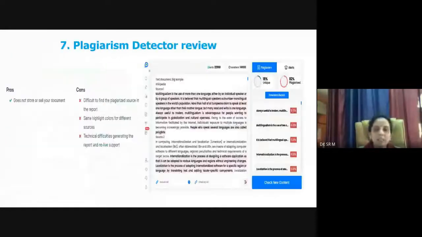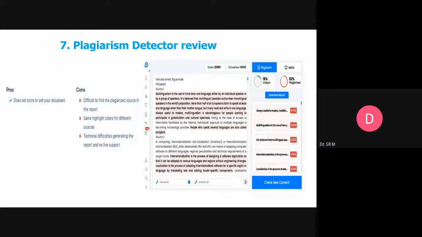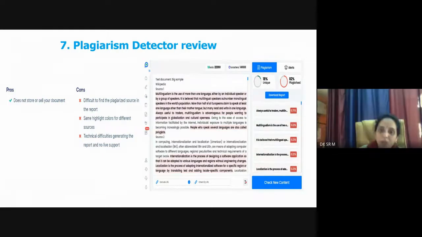Okay. Then coming to the Plagiarism Detector review. It only shows the matches for the first sources, and after that, till the end of the document, it was not able to process the document, it seems, when it was checked. And the report is unclear, difficult to read, because the same colors have been used. After a maximum of 1,000 words, you have to subscribe and pay, and no live support, but the website has a help request form.